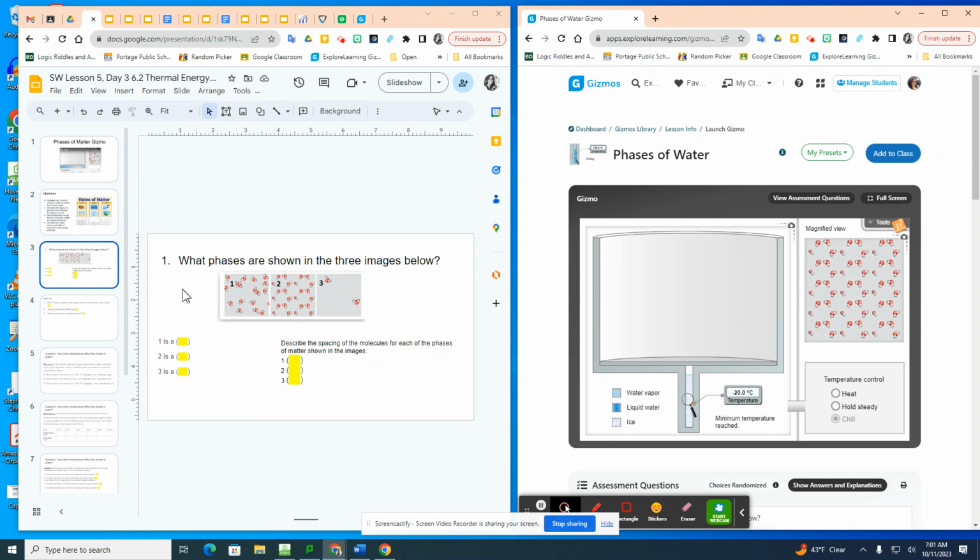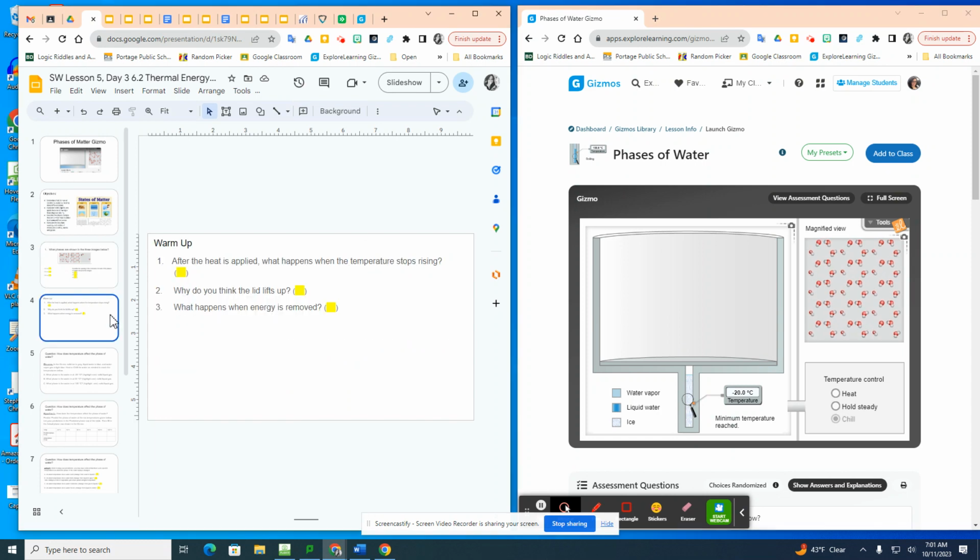Okay, so in this slide, you have to identify 1 as either a solid, liquid, or a gas. Same with 2 and then 3. And then describe the spacing of the molecules for each of the phases of matter shown in the image. So are they far apart? Are they close together? Are they randomly spaced? Are they creating some kind of pattern in each of the areas of the solid, of the ice? So you will do that in number 1. So you could pause this video, finish up slide number 1, and then move on to slide number 2. Actually, this is slide 4, but the second thing that you have to do.